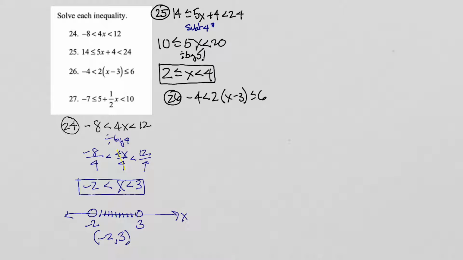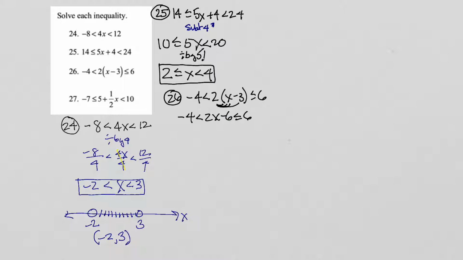Number 26, let's start by using the distributive property. So we'll get negative 4, strictly less than 2x minus 6, right? 2x and then minus 6, less than or equal to 6. Now, we're going to do two things. We're going to add 6. We're going to divide by 2.